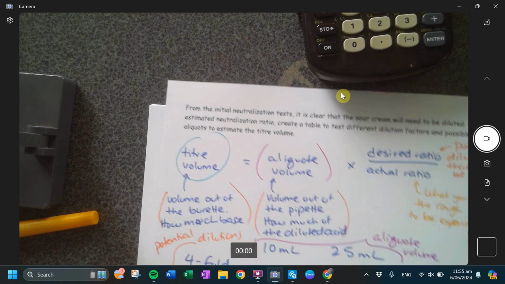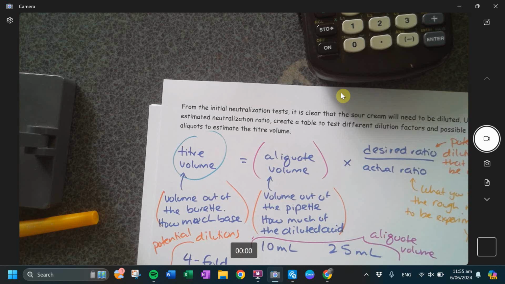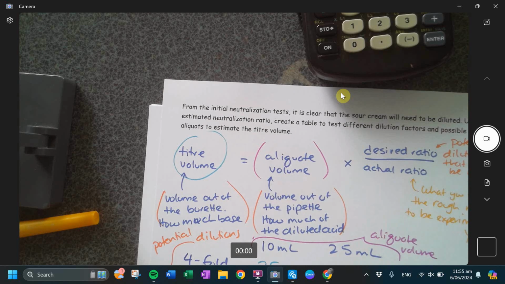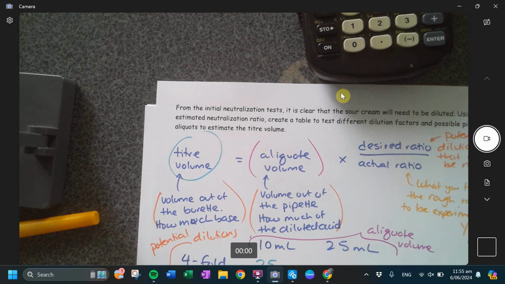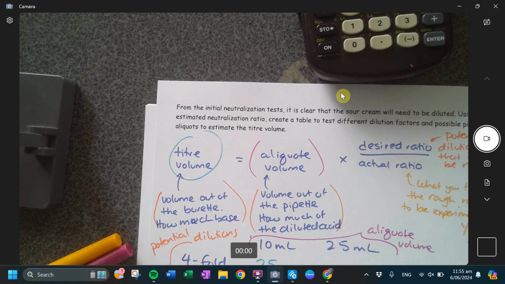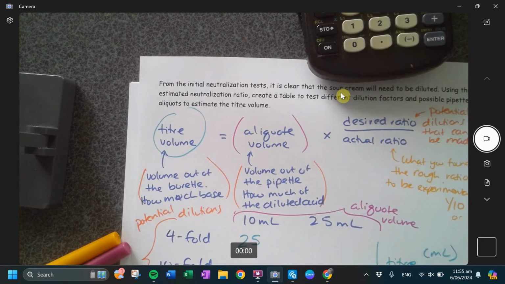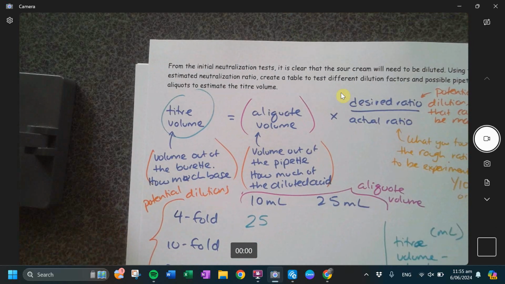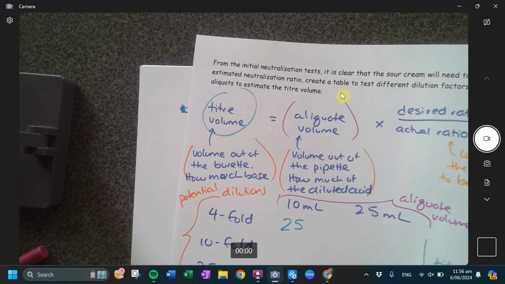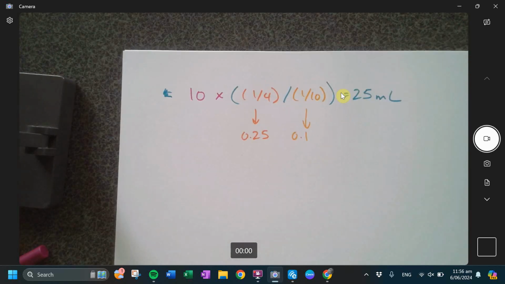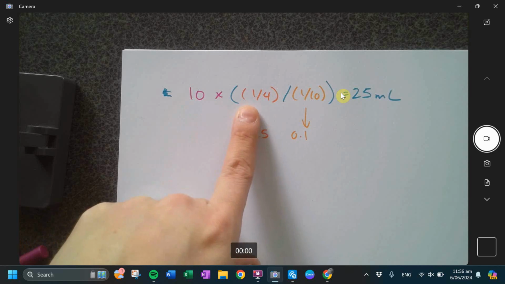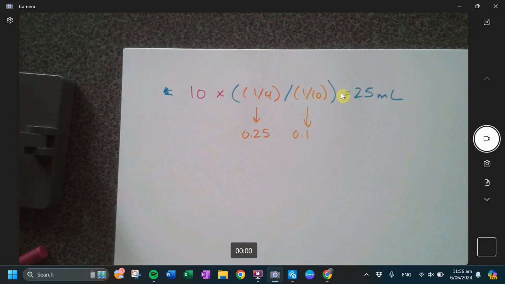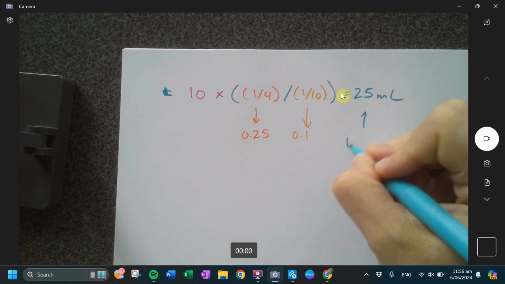So if I was to take a 4-fold dilution and 10 mils of it, I would expect I would need roughly 25 milliliters of my base for that to work. Just checking over in there. Do you guys want to see another one? The other page? Yep. So 10 milliliters of the aliquot, the 4-fold dilution. This is how much I would need for my base. So this is how much base you'll need.